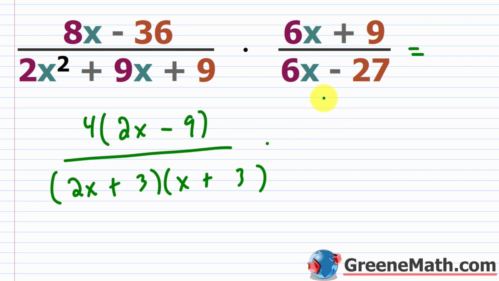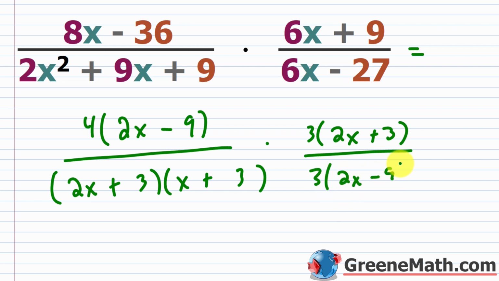Then times, for this guy, I could just pull out a 3. So that would be 2x plus 3 here. And we're going to cancel. I'm just going to go on for this one and we'll come back. For this one, I can pull out a 3 as well. And that would give me 2x minus 9. Okay, so a lot of stuff will cancel.